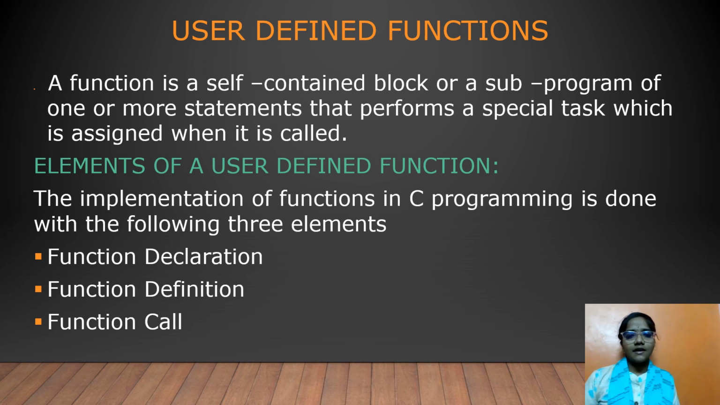Next are user defined functions. A function is a self contained block or subprogram of one or more statements that performs a specific task which is assigned when it is called. Elements of user defined functions. The implementation of functions in C programming is done with the following three elements. They are function declaration, function definition, and function call.